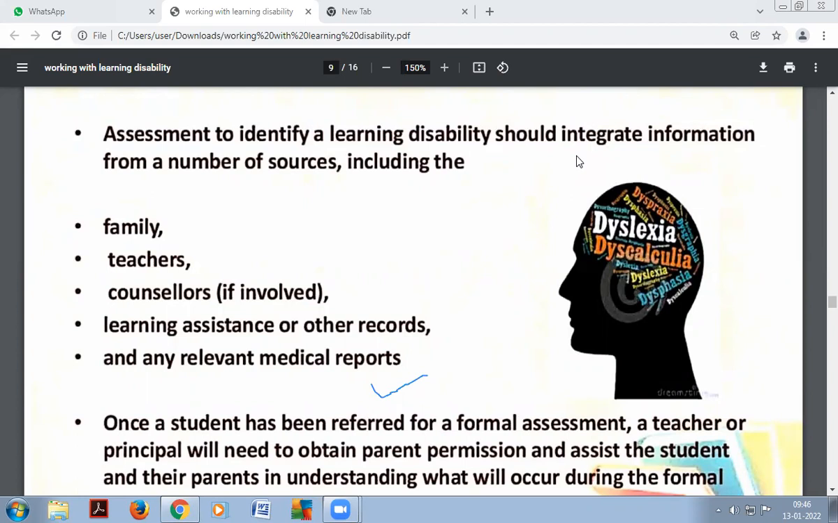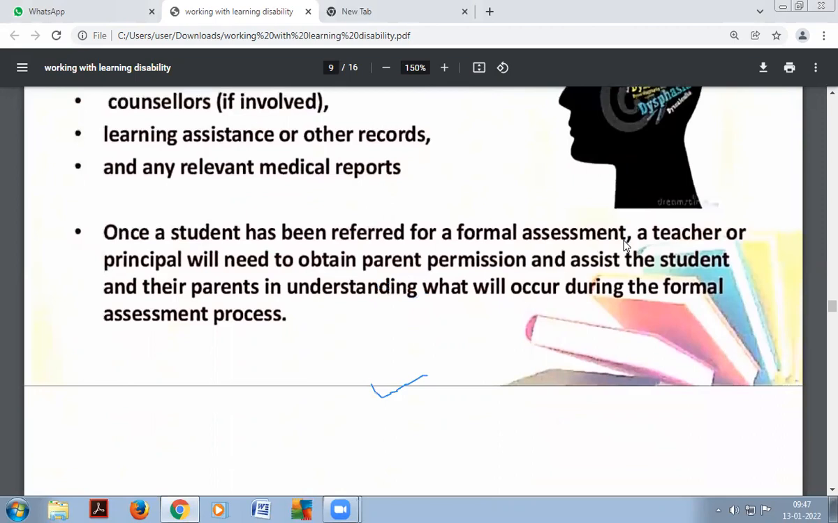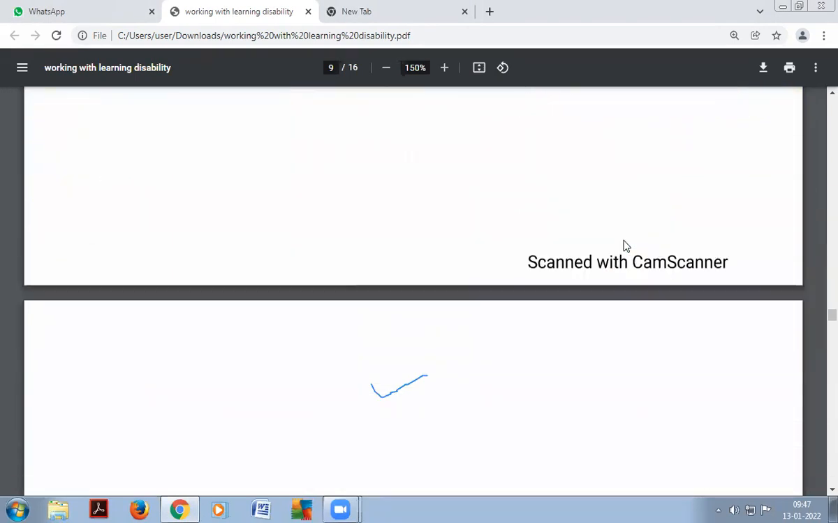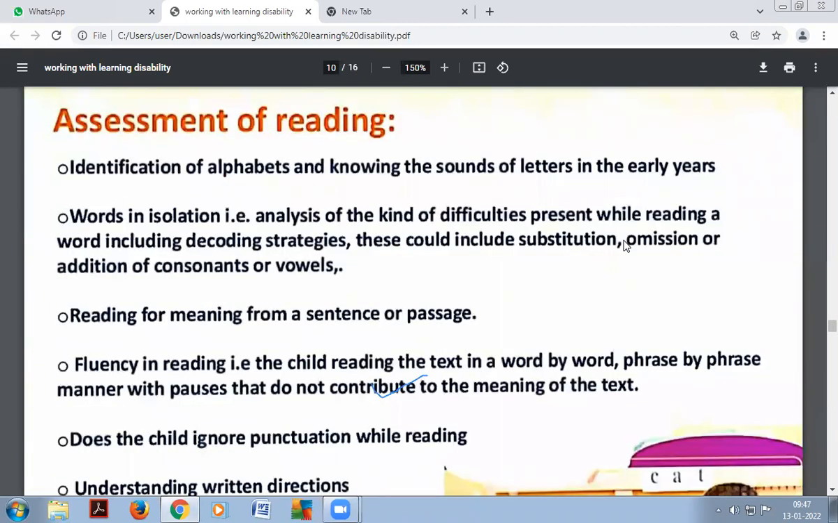Next one is, once a student has been referred for the formal assessment, a teacher or principal will need to obtain parent permission and assist the students and their parents in understanding what will occur during the formal assessment process. That means you can also connect with the principal and parents, and take their permission. Without the permissions, you cannot give them remedies or solutions to these problems. So for the authorities related to this, you will have to take permission.